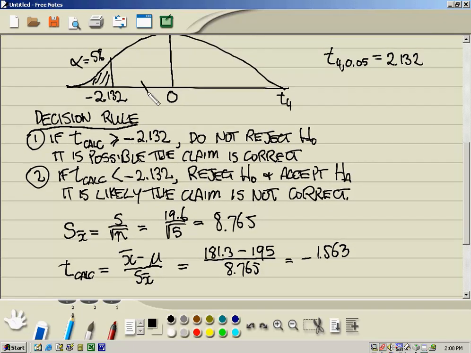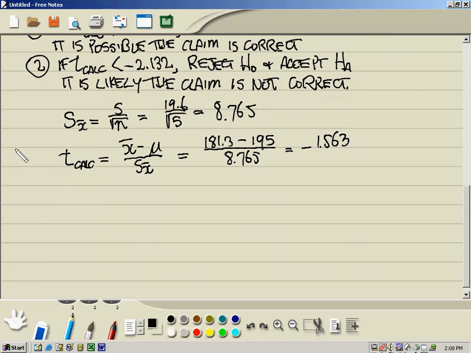Okay, that value is in the acceptance region, negative 1.563, clearly greater than the negative 2.132. So we will go with the first part of the decision rule, not to reject the null. It's possible the claim is correct.